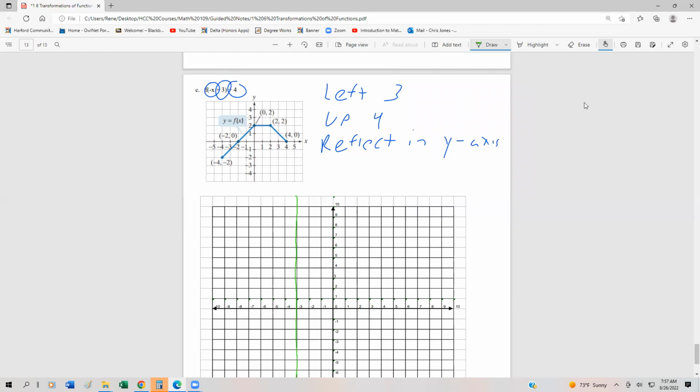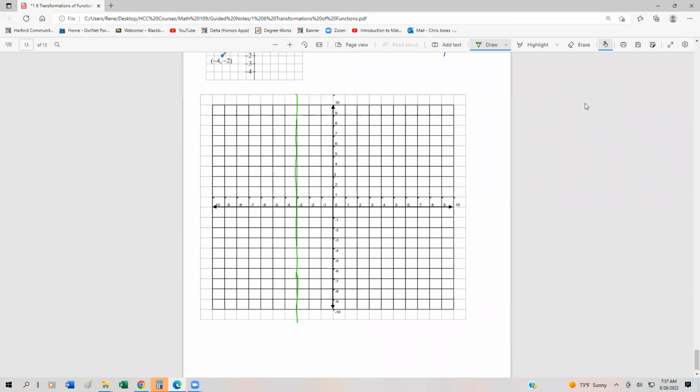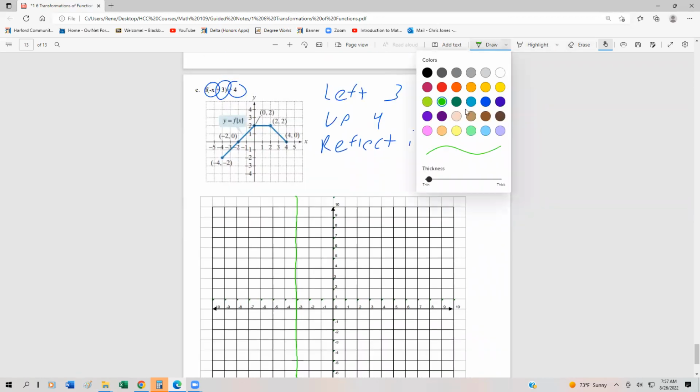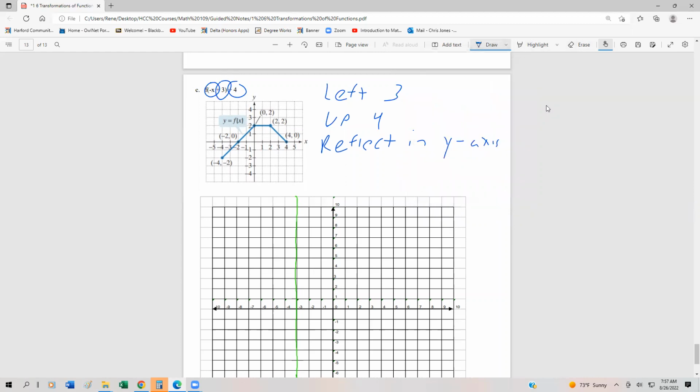Okay, and I'll keep drawing that because we're going to have to move up and down a lot with this. Okay, so let's go ahead now and transform the points. So we take our first point, which is going to be -4, 2.